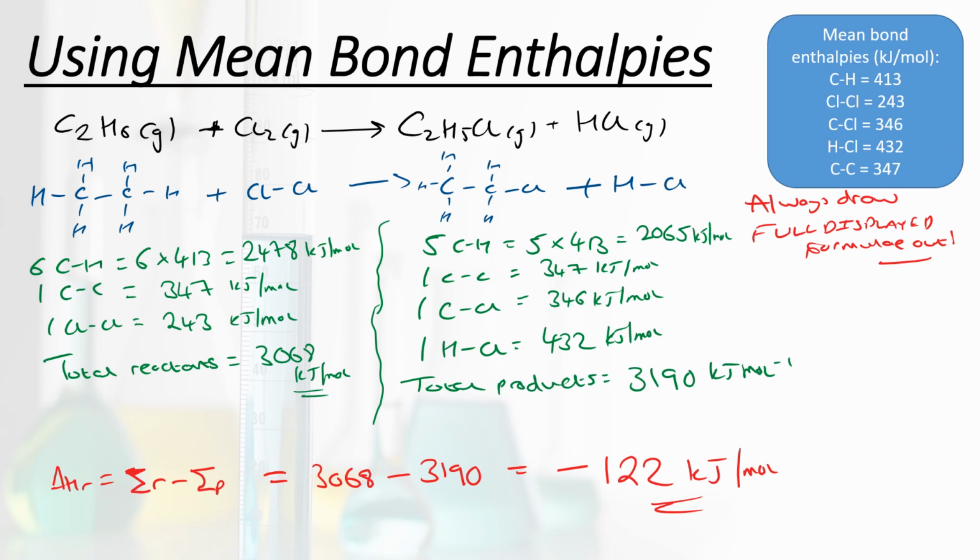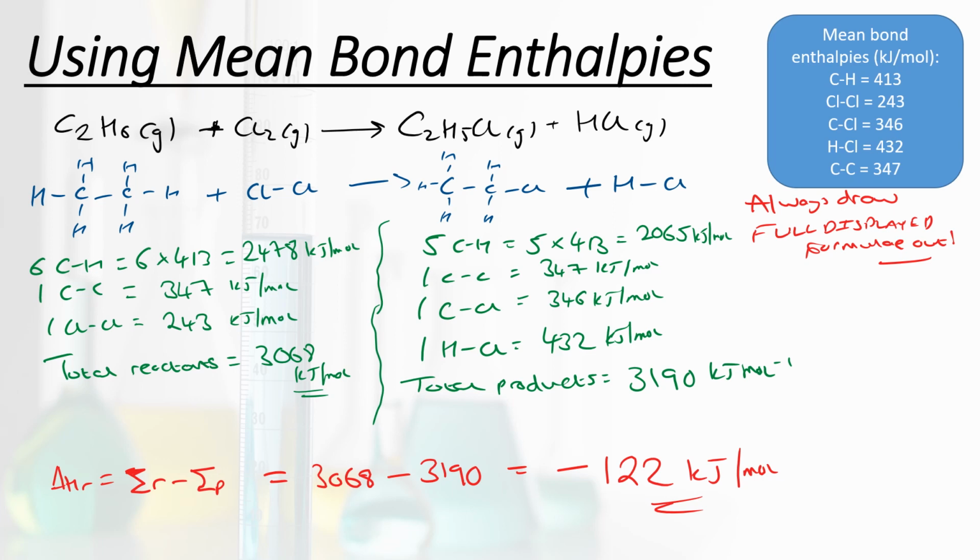Add all those together, and what we end up with is 3,190 kilojoules per mole. And then remember, with bond enthalpy values, we do reactants minus products. So we do the 3068 minus the 3190, and we end up with an overall enthalpy change of reaction of negative 122 kilojoules per mole.